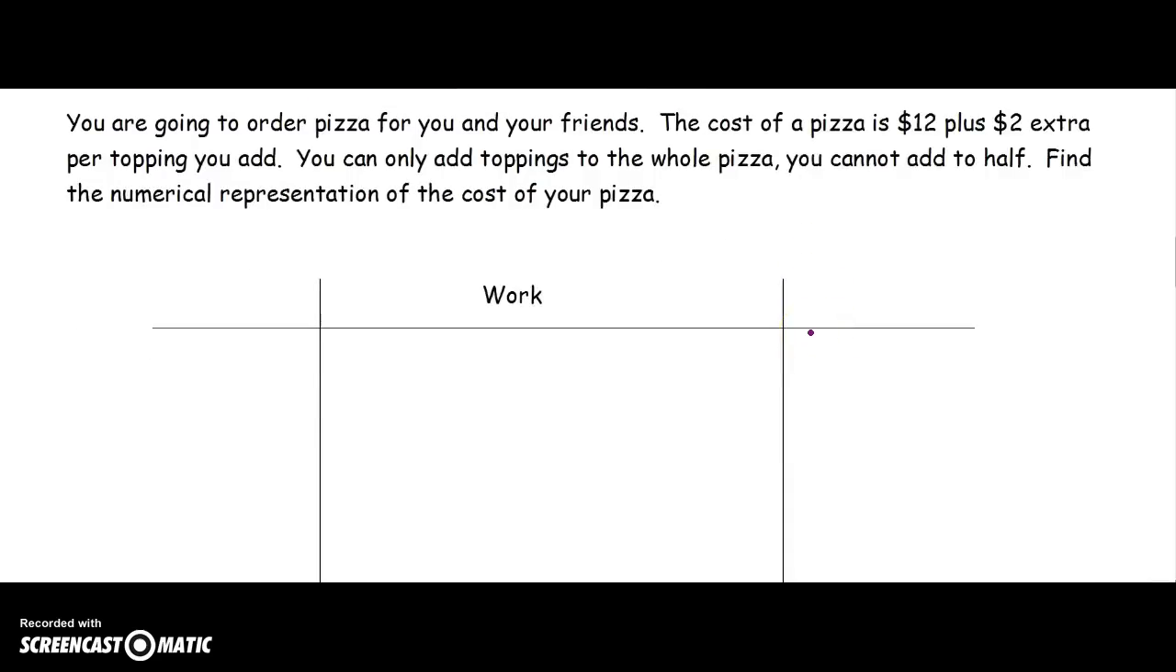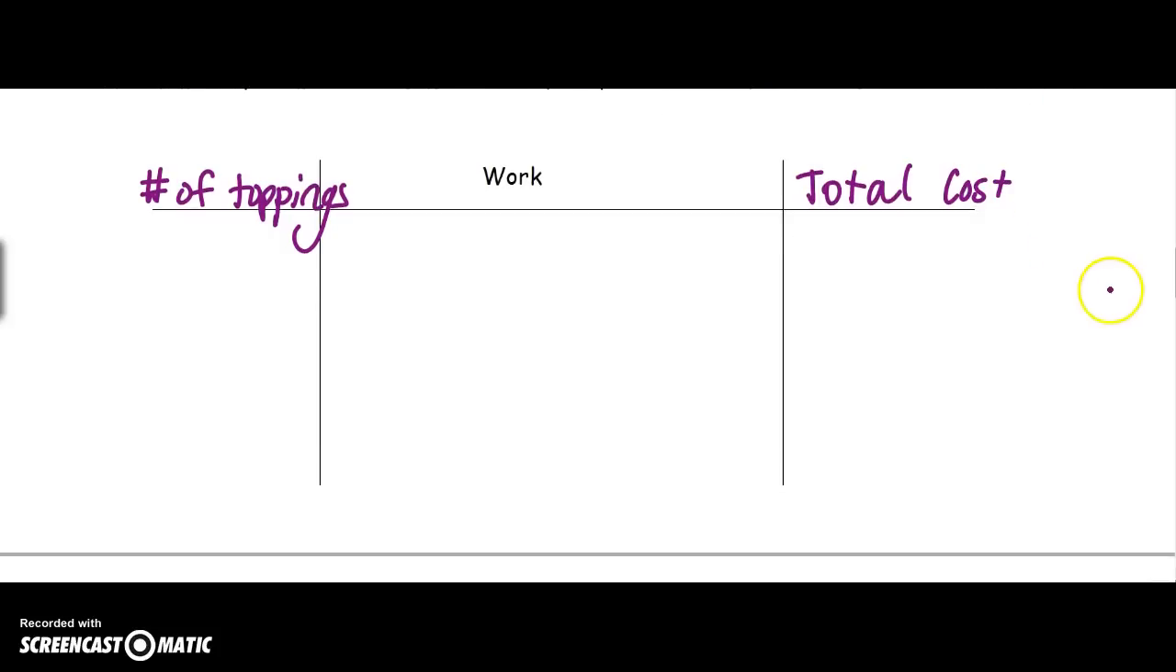So again, we're ordering pizza, and the cost of a pizza is $12 plus $2 extra per topping you add. So we need to find the numerical representation. So if you think back to our original, what we had for our independent variable was the number of toppings, and then the dependent variable was the total cost of the pizza. So again, if you have 0 toppings, you just want a cheese pizza, that initial amount of the pizza is $12, so that's all it's going to cost you.